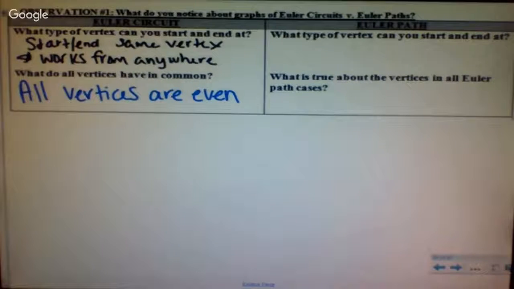Okay. What about a Euler path? What type of vertex can you start and end at? Any two? Okay. So that means that we start and end at different vertices. You start and end at different vertices. You can't go back to the beginning.